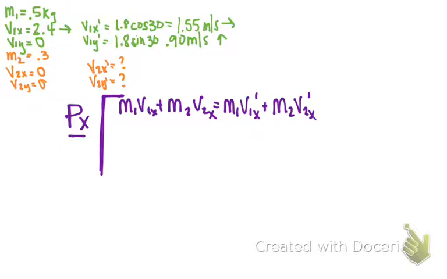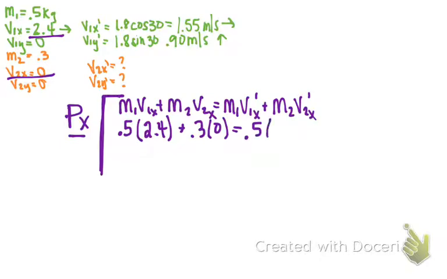Mass of our first object was 0.5. V sub 1x was 2.4 meters per second east. Since it was moving east, it's in the positive direction, so we can keep it at positive 2.4. Our second object had a mass of 0.3, but it started at rest, so its v sub 2x was initially 0. M sub 1 again is 0.5. v1x prime we solved for and found to be 1.55 meters per second to the east, so we don't have to make that a negative or anything like that.